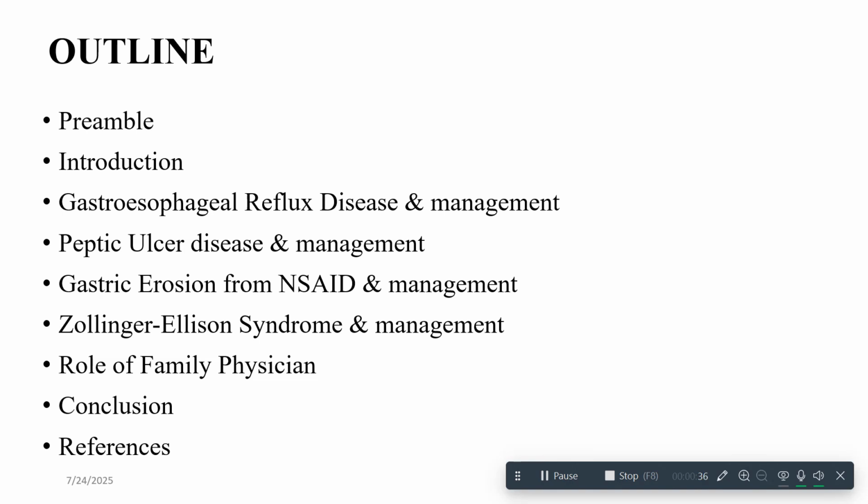I'll be discussing this under the following outline: preamble, introduction, gastroesophageal reflux disease and management, peptic ulcer disease and management, gastric erosion from NSAIDs use and management, Zollinger-Ellison syndrome and management, role of family physician, conclusion and referencing.